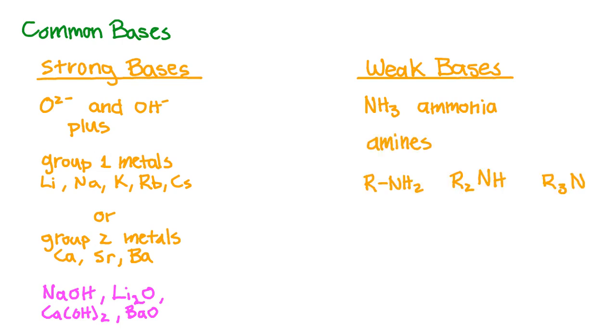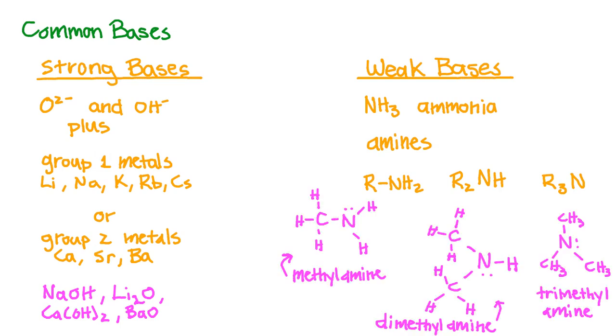The weak bases are mostly nitrogen-containing compounds, like NH3 or ammonia, like we've seen. Then we have a class of compounds that are referred to as amines. Examples of these would be the compounds methylamine, dimethylamine, and trimethylamine. Other examples of amines that are weak bases are the neurotransmitters in the human body, like dopamine.